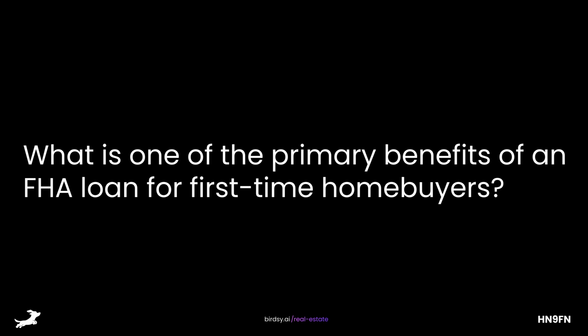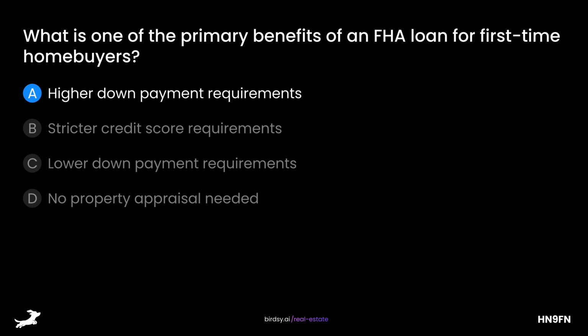What is one of the primary benefits of an FHA loan for first-time homebuyers? Is it A, higher down payment requirements? B, stricter credit score requirements? C, lower down payment requirements? Or D, no property appraisal needed? The answer is C, lower down payment requirements.